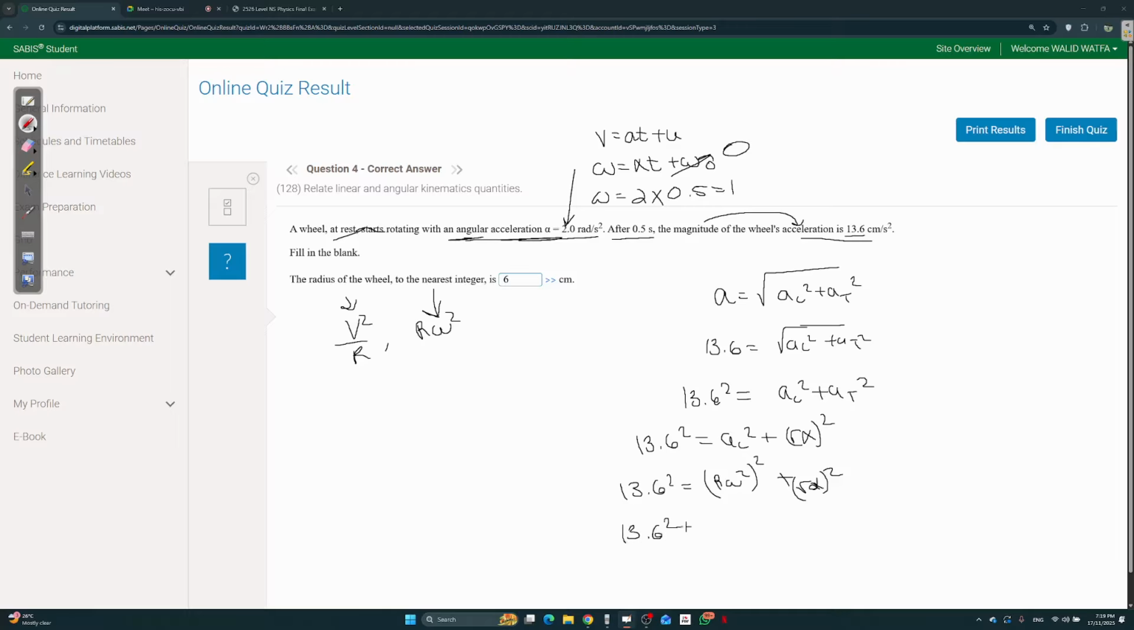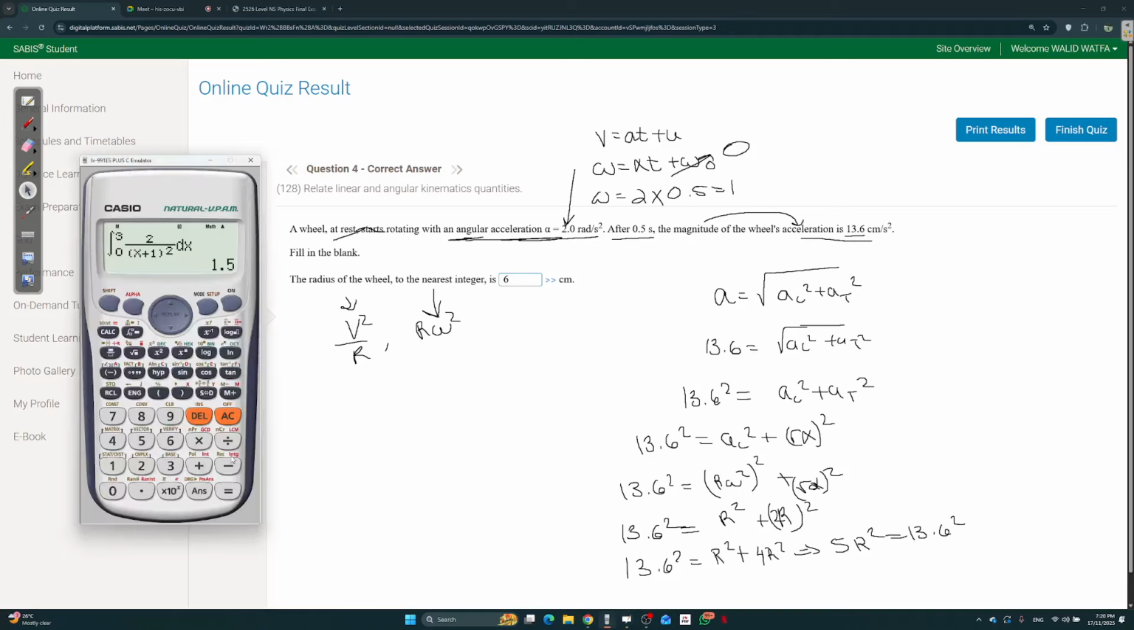So 13.6 squared equals r squared plus r times alpha, which is 2, so 2r squared. So it's going to be 13.6 squared equals r squared plus 4r squared. So you're going to get that 5r squared equals 13.6 squared. Getting rid of the squaring and then dividing by 5, you get 6 centimeters to the nearest integer.